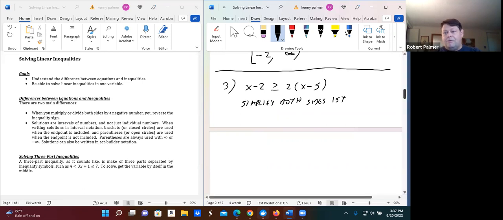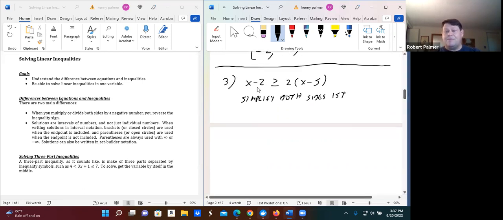Okay, now if you look at the left side, it's already simplified. I can't combine these over here, but on the right side, I can distribute the 2. Since I'm just doing this on one side, that doesn't affect the sign or the other side at all. So I have x minus 2 is greater than or equal to, and distributing the 2, we have 2x, and then 2 times negative 5 is negative 10.